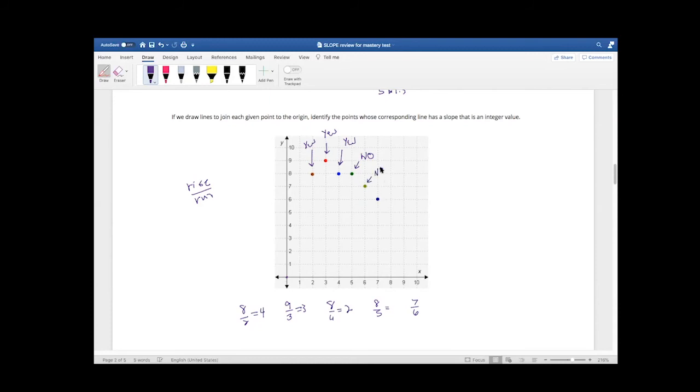And the last one, we would have a rise of 6 and a run of 7. Again, it would be 6 over 7. Left as a fraction. Won't come out to an exact integer. So that would be another no.